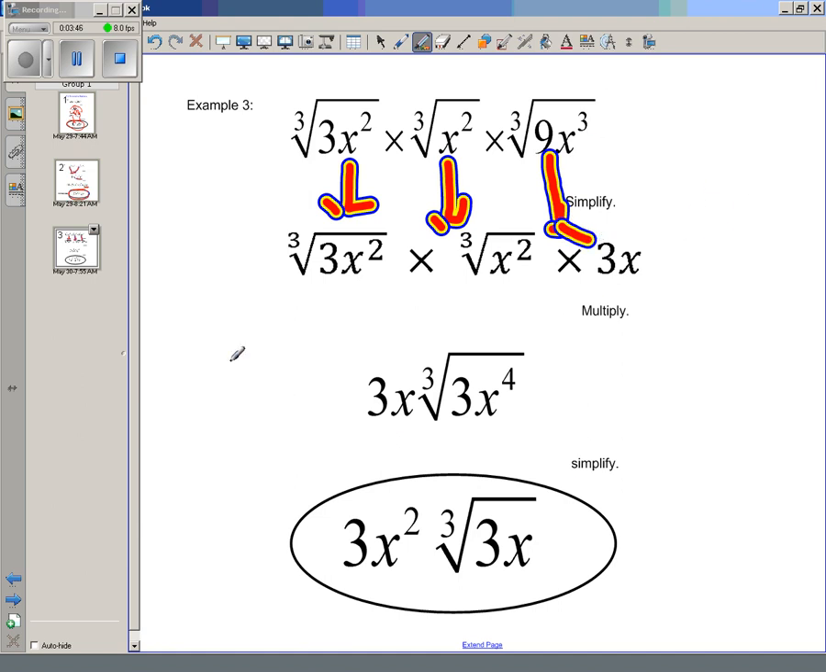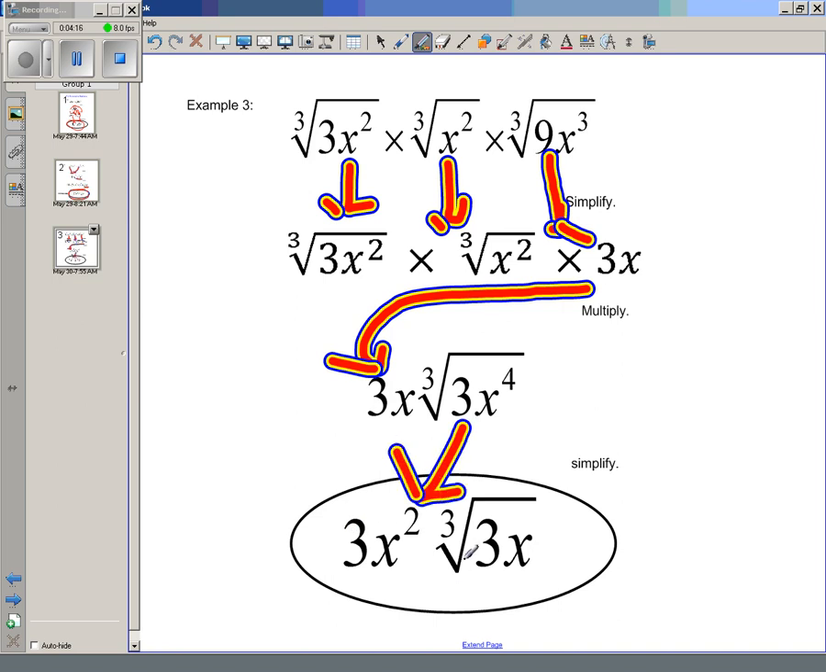Then you're going to put the 3x right in front, and then you're going to multiply the cube root of 3x squared times the cube root of x squared to get the cube root of 3x to the 4th. You can take 1x out of the cube root of 3x to the 4th, and your final answer is 3x squared cube root 3x. It's your final answer.